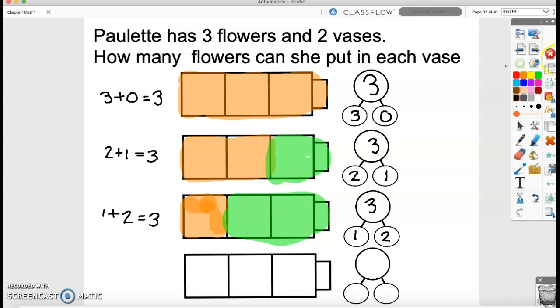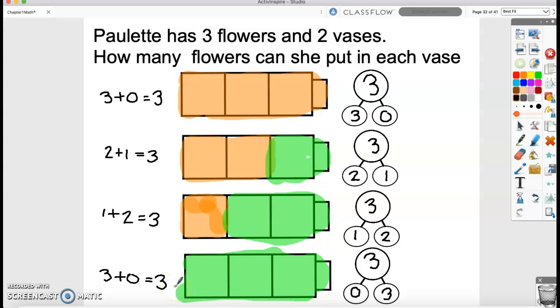The last way that she can put her flowers is she can put them all into the green vase. Now, if she puts them all into the green vase, she still has 3 flowers, but this time she put 0 as one of her parts and 3 as her other part. So that would look like this in a number sentence. 3 plus 0 equals 3.